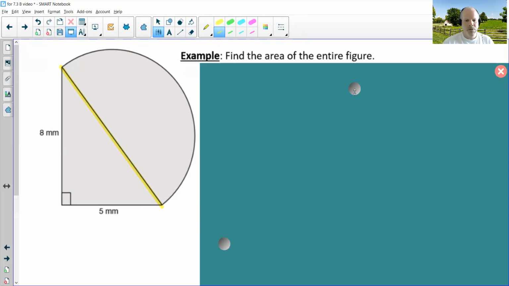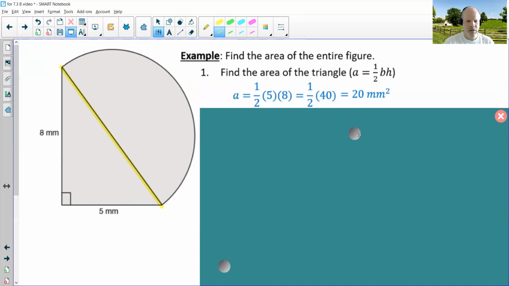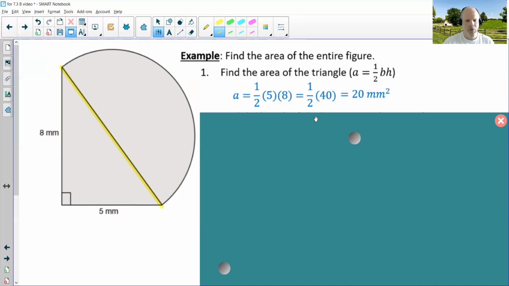All right, so our first step was to just use the area of a triangle formula to find the area of the triangle. So we plug in our base and our height, which are 5 and 8, respectively. So we get 1/2 times 5 times 8, which is 1/2 times 40, and half of 40 is 20. So now we know the area of the triangle.